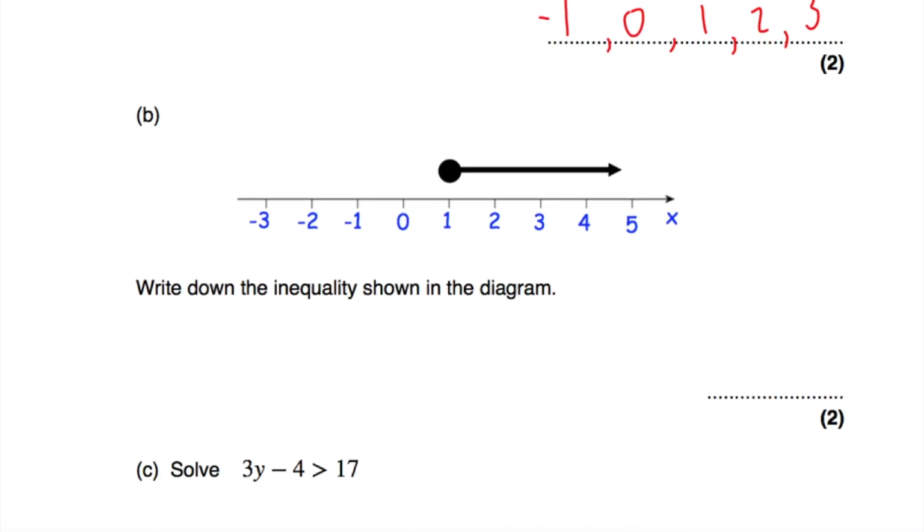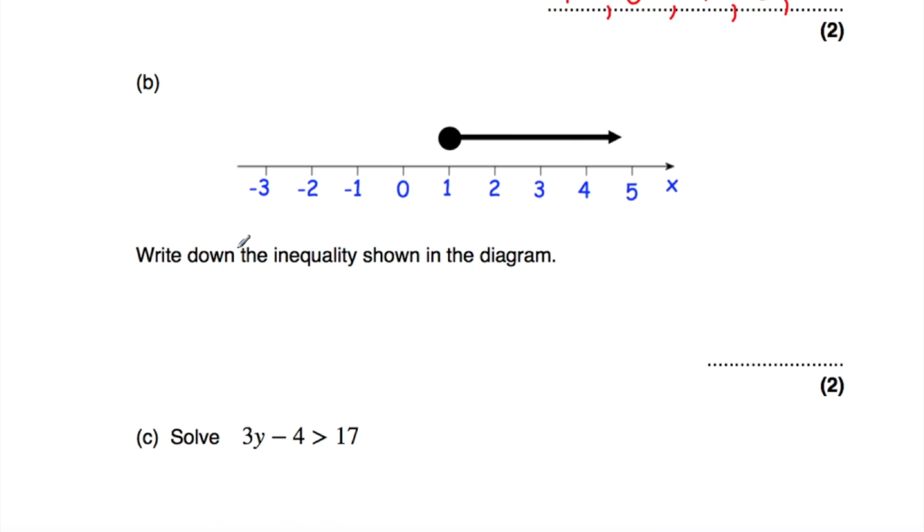Okay, and then part B. Part B, we've got this number line, and we've been asked to write down the inequality shown in the diagram. So we've got a shaded in circle at 1, and then we've got an arrow pointing to the values of x that are bigger than 1. So it's going to be x is bigger than or equal to 1, and that's it. Okay, and then part C.